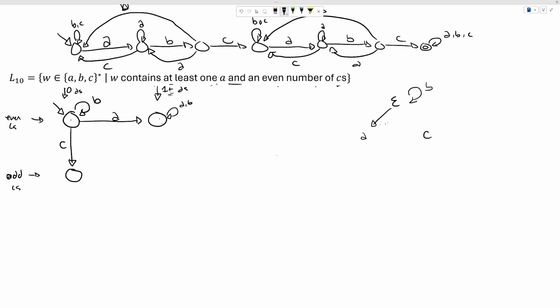But what if I see a C? Well, this is my even C's row. If I see a C, I should go to the odd C's. And that's down here. So I need a new state. C. We're going to move down here if I see a C. Okay, these are my odd states. Now notice, if I'm in the odd state and I see another C, I should move back to the even state.